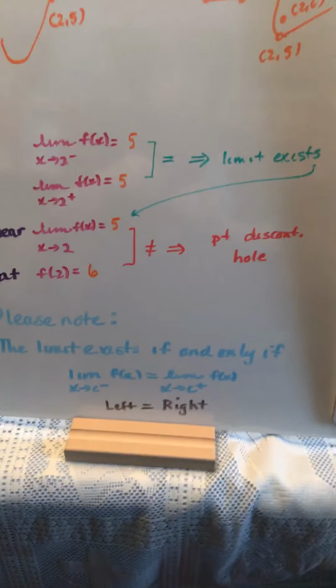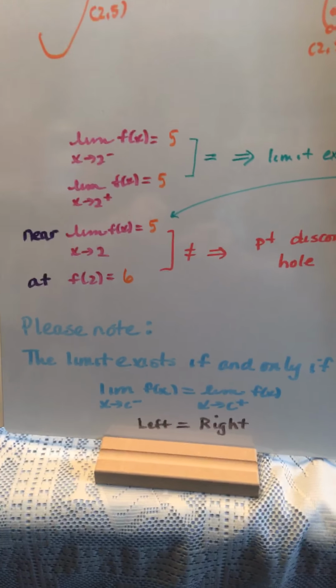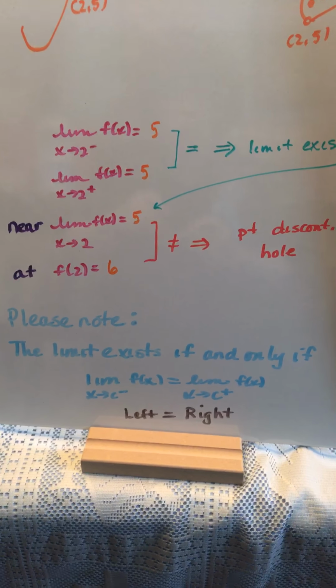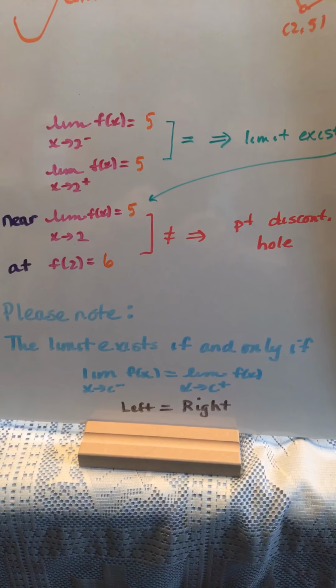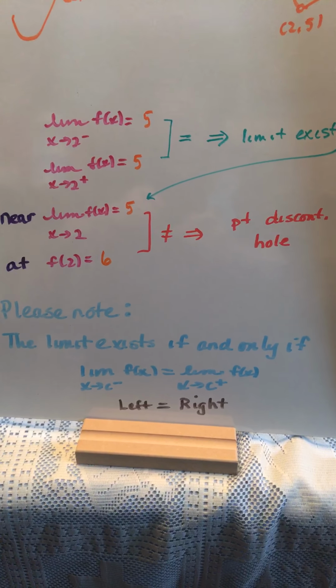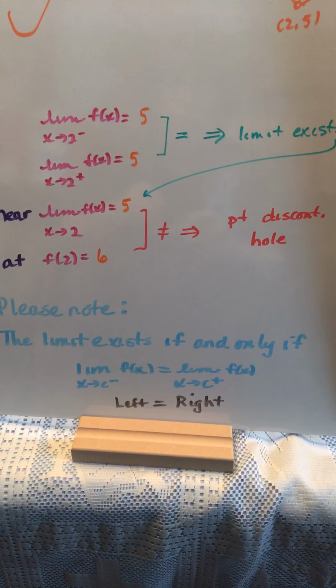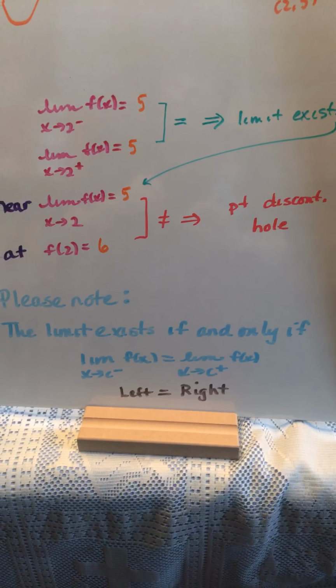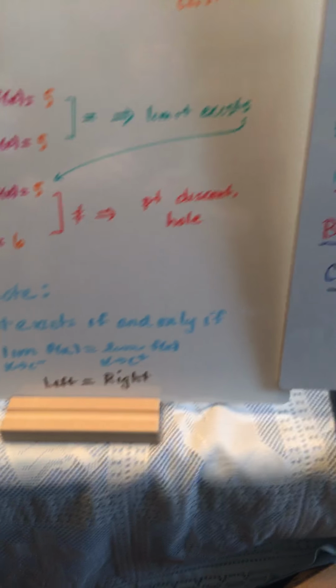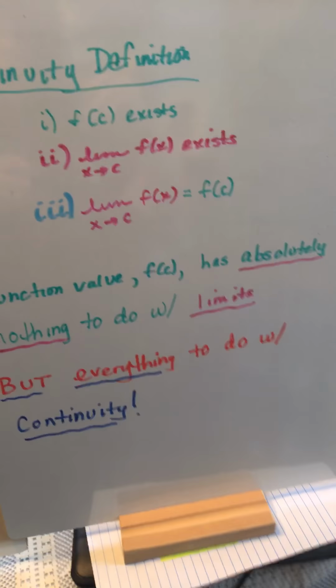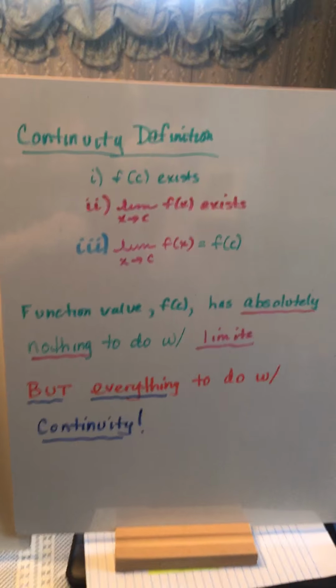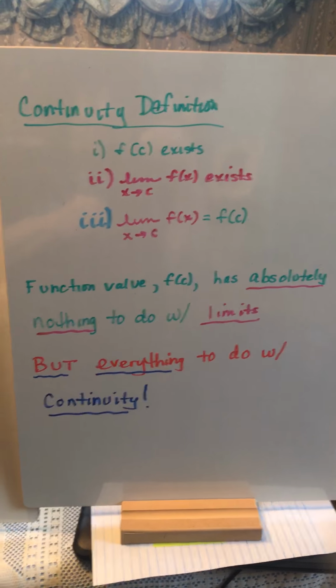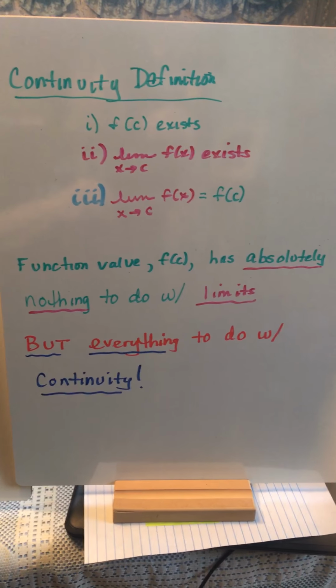Now, let me reiterate what I've been saying. The limit exists if and only if the limit from the left, as I approach my number, is equal to the limit from the right. Now, I want to go back to what we discussed in the first set of sheets that I sent you, 4 pages of pictures.